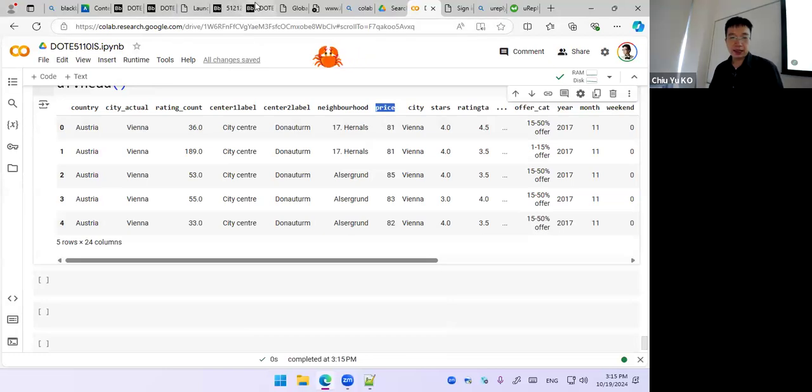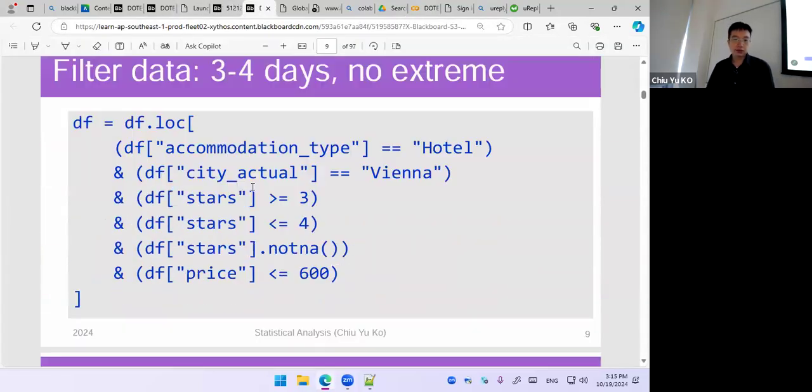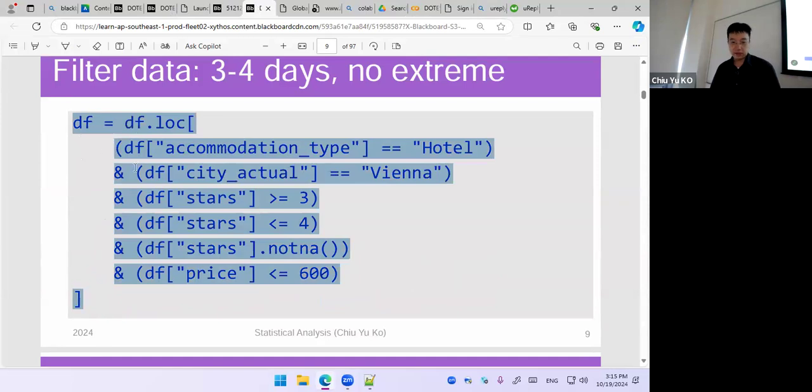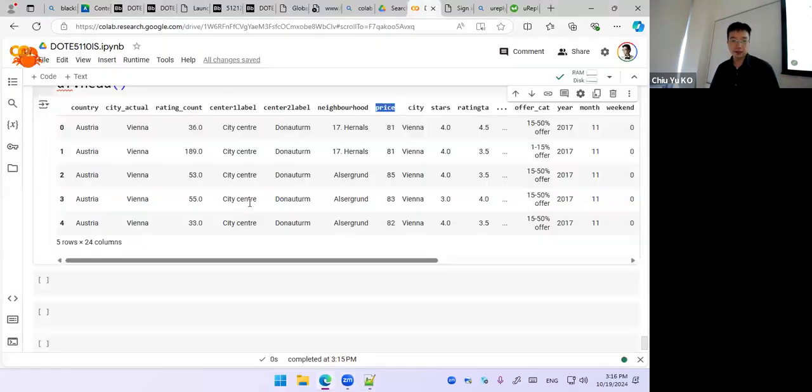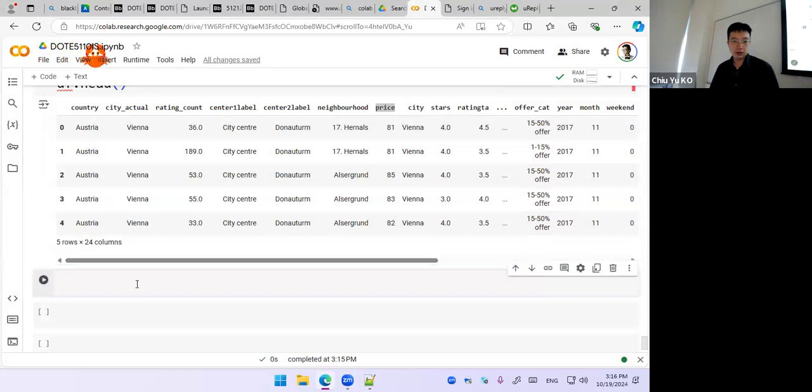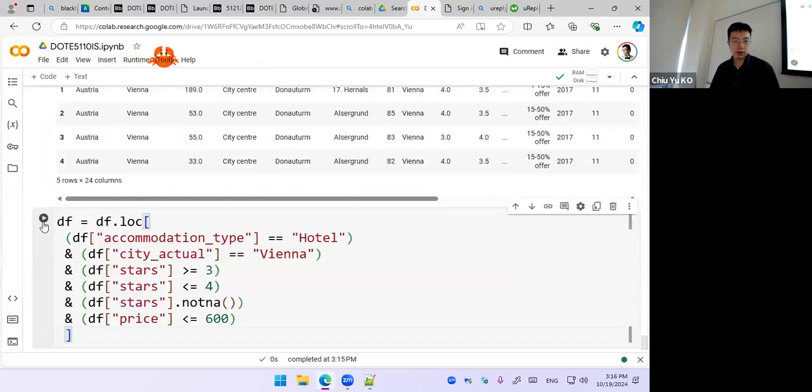Let's go back to the slide, okay? The next thing is data filter. And I think if you do the assignment, you will notice this is a rather standard way to do it, just using the loc method. Let me copy this and place it. I think you know this very well, why we do that.